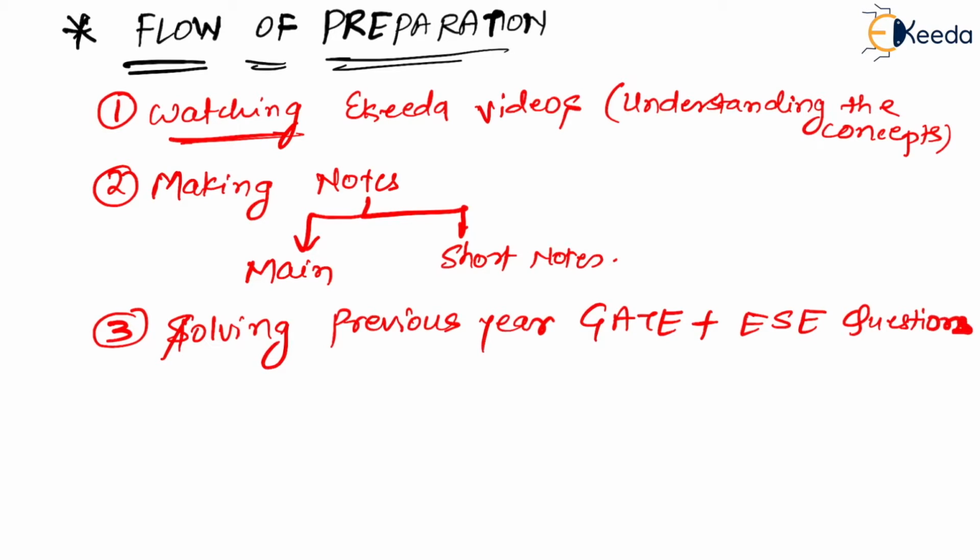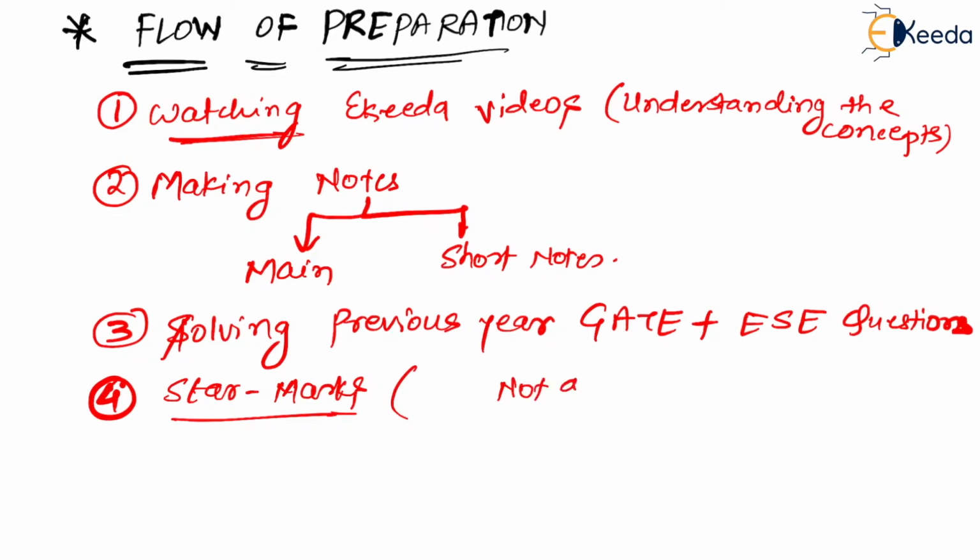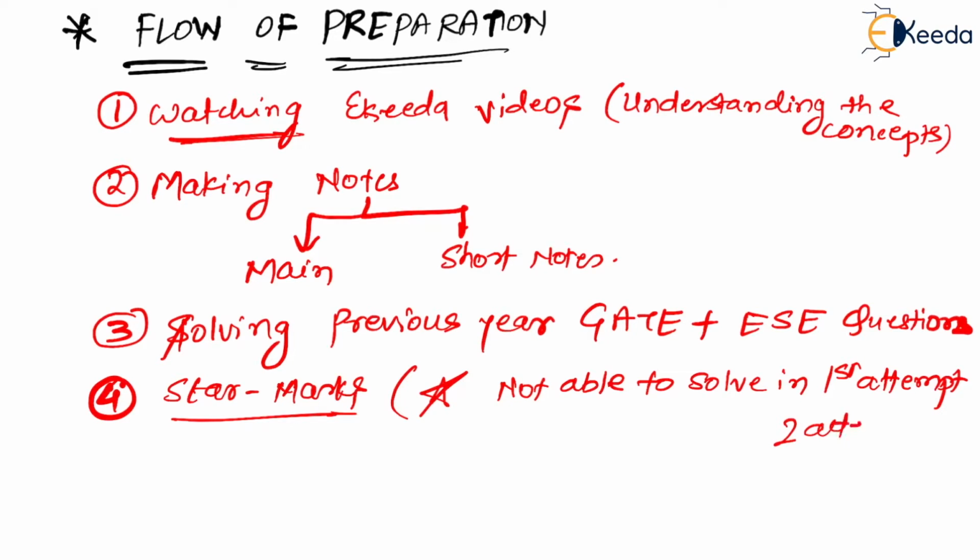And then while solving those questions, you have to do some star marks. What do we mean by star marks, sir? Star marks in the sense, see, those questions which you are not able to solve in the first attempt, you will give them 1 star. Those questions which you are not able to solve in 2 attempts, those will be 2 times star mark questions, right? This is how the flow has to be for the preparation.